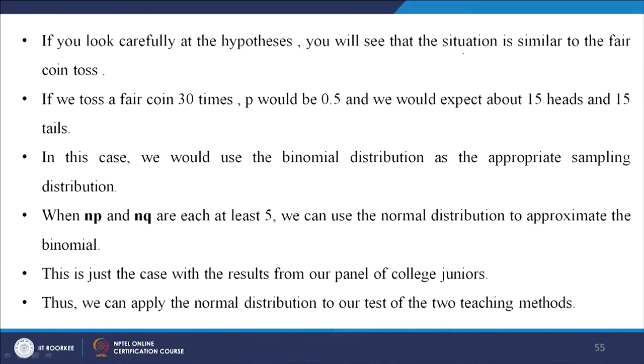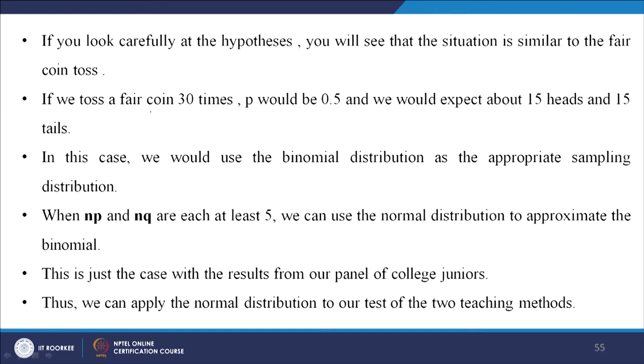So, my p is not equal to 0.5. It may be more for someone and less for the other. If you look carefully at the hypothesis, you will see that the situation is similar to the fair coin toss, which generally in a binomial distribution we talk about: tossing a coin and what result comes up.